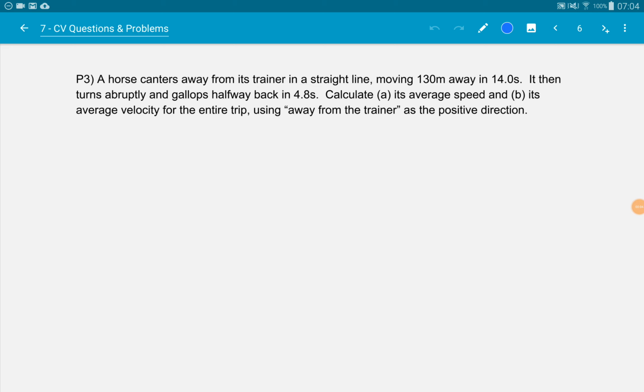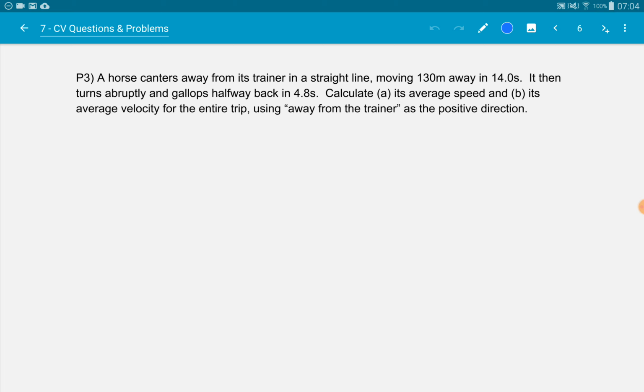Problem number 3. A horse canters away from its trainer, so canters meaning it's a type of like trot, away from its trainer in a straight line, moving 130 meters away in 14 seconds, then turns abruptly and gallops a little bit faster, halfway back at 4.8 seconds.